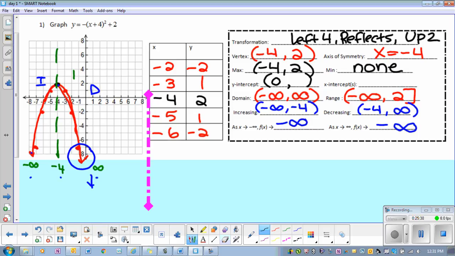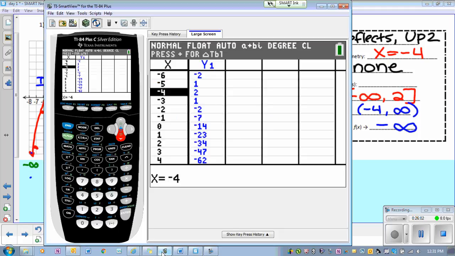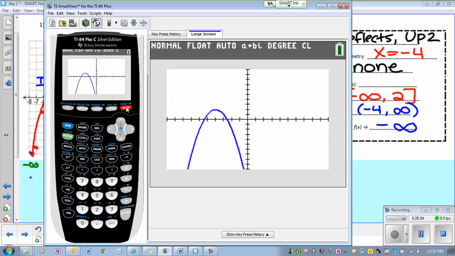So if you plug in 0, what do you get? 0 plus 4 is 4, squared is 16, negative 16 plus 2 should be negative 14, right? But here's the thing. You don't have to do it in your head or by hand.